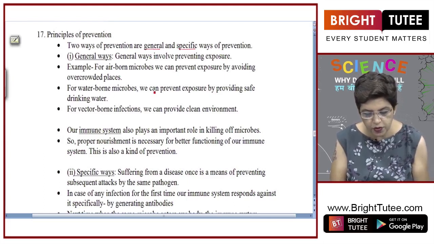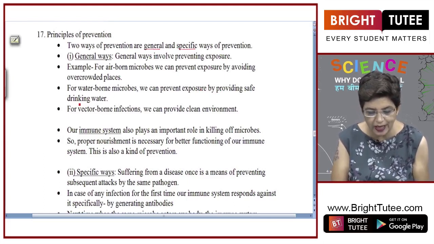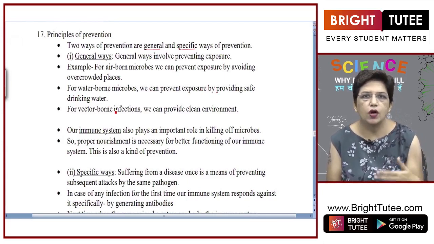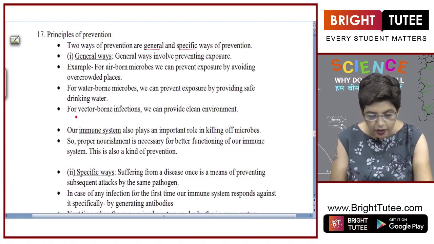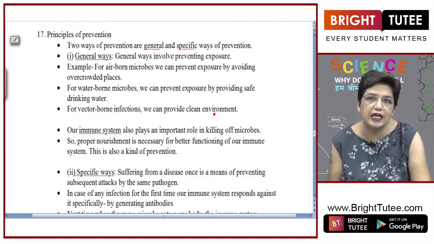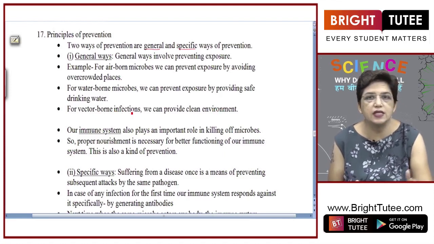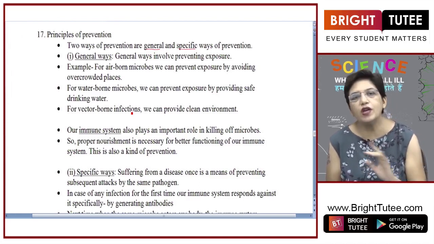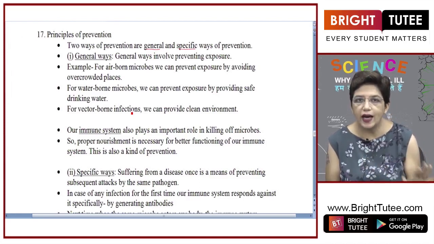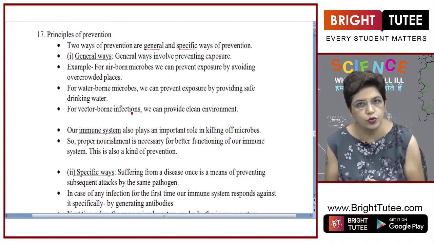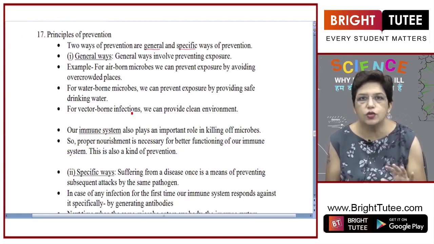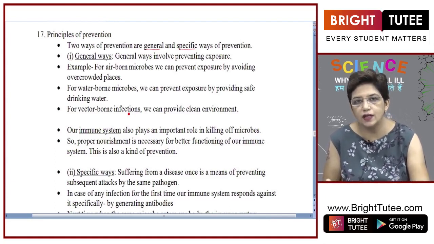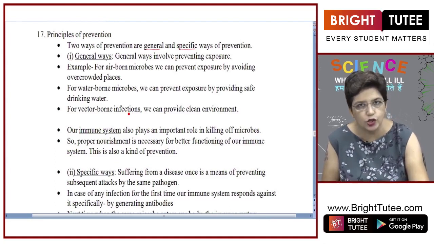For waterborne microbes, we can prevent exposure by providing safe drinking water. Do not drink water from unsafe sources or from the roadsides. And for vector-borne diseases, we can provide a clean environment. Vector-borne diseases are those carried by houseflies or by mosquitoes. If the environment is clean, we are not allowing the breeding of houseflies and mosquitoes. So such diseases can be prevented. These are the general ways in which we are trying to avoid all kinds of infections.